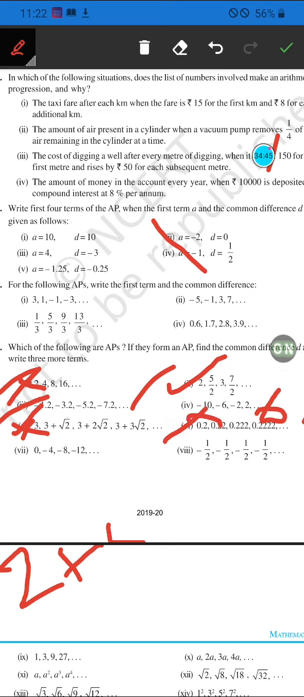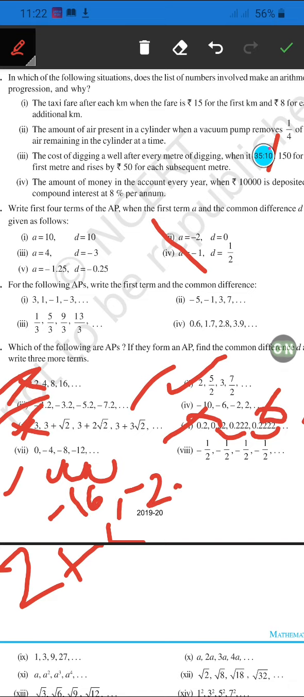Okay. So seventh question. What is the difference between 0 and minus 4? That is 4. What is the difference from minus 4 to minus 8? That is also 4. So minus 8 to minus 12, that is also 4. What is the next number? Minus 16, and the next number minus 20, and the next number minus 24. So the answer for the 7th question is minus 16, minus 20, minus 24.